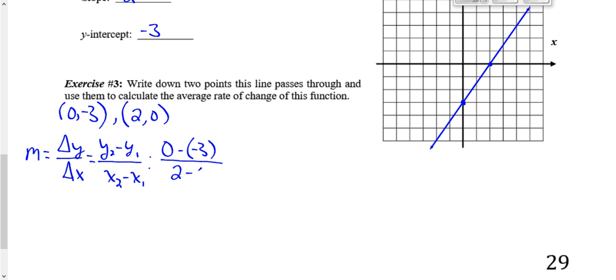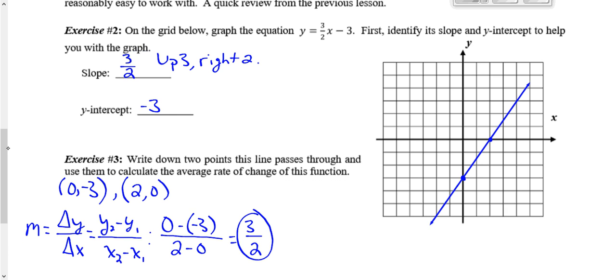2 minus 0, which equals what? 3 over 2. 3/2. 3 halves. Hey, does that look familiar? This is rate of change. Look at that. There it is. See that little connection there? So at any 2 points on that line, you'll get the same rate of change here. All right, let's go to the next page real quick.